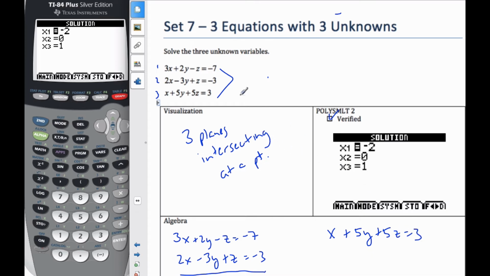Now, I want to eliminate z because I eliminated z here. And so in order to do that, I have to multiply this equation by 5. And so every term gets multiplied by 5. So it's going to be 15x plus 10y minus 5z, and this is the key one. I want them to be opposite in this, be at the same. And then 5 times negative 7 is negative 35.